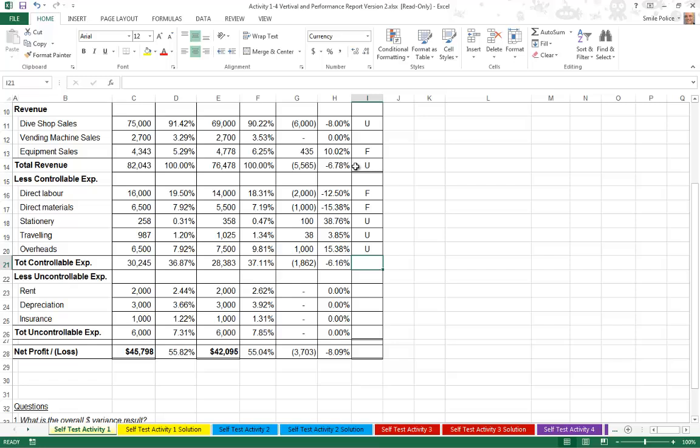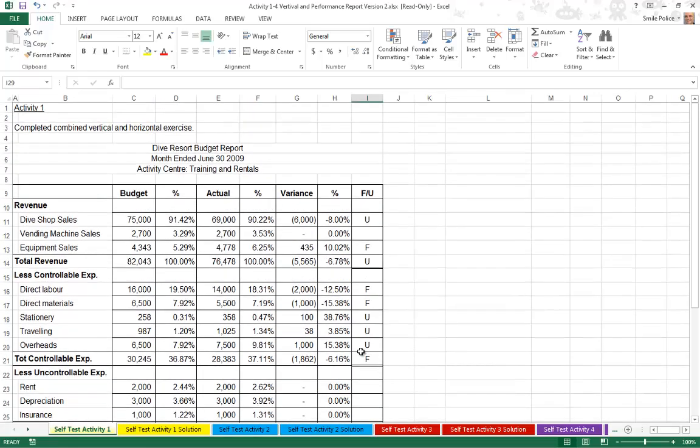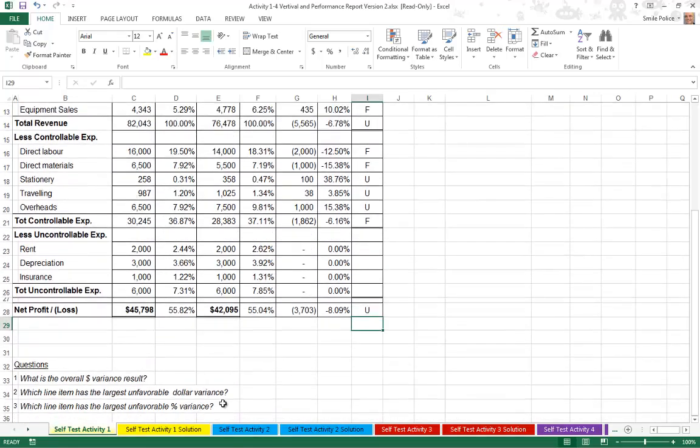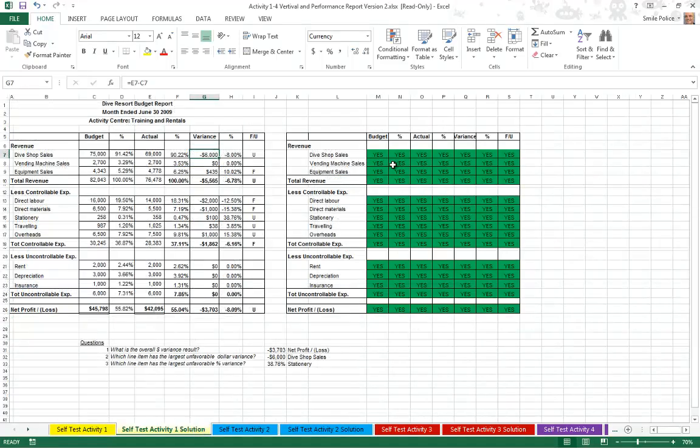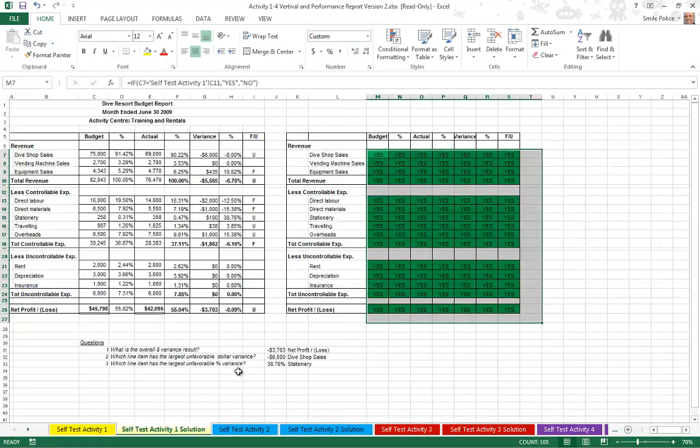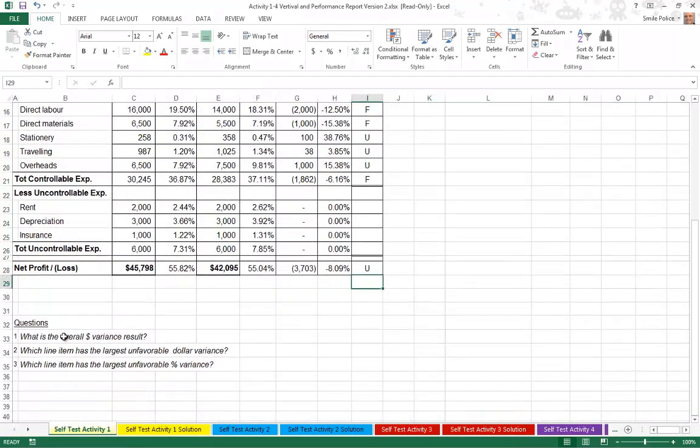But overall, we spent less in expenses. We were supposed to spend 30,000. We spent 28, so overall we're happy about that. Rent is the same, so we can leave that. But overall, our business made a profit of $42,000. We guessed it was going to make $45,000, so we received less than we thought, and we're unhappy about that. So that is as complicated as it gets for that activity. Let's check the solutions. Yes, and I've got all greens, lights a go.